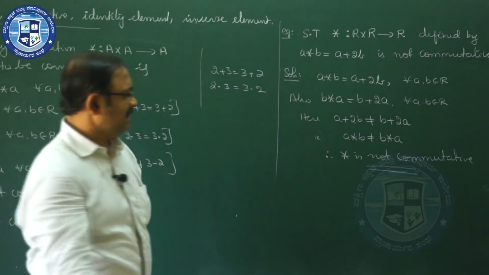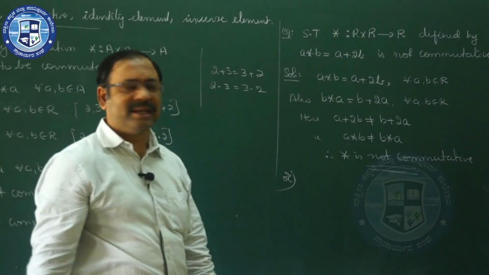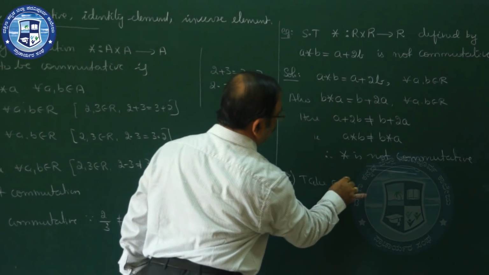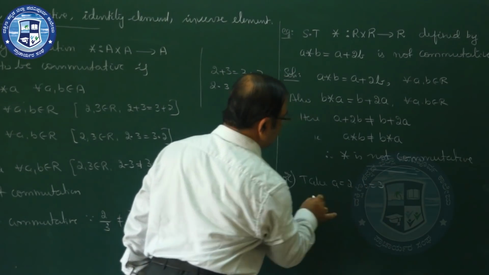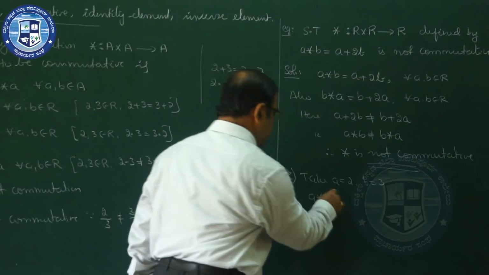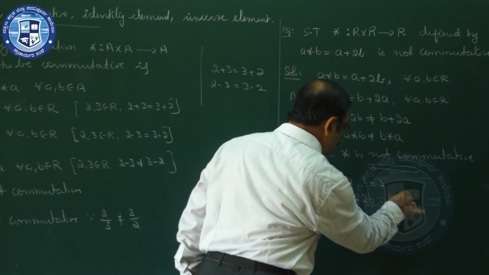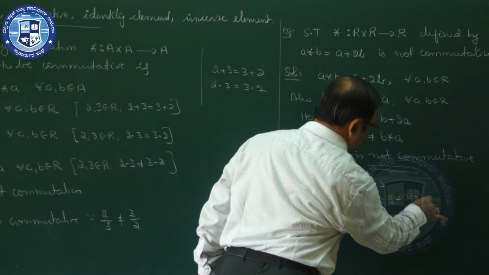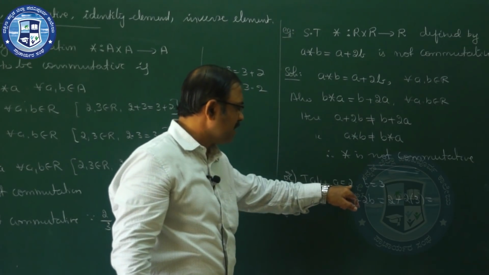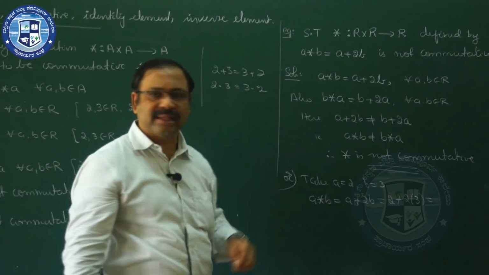Or, this is a general method. Or, we can also verify like this. See, you take any two real numbers. Take A equal to 2, B equal to 3. Let us write what A star B is. A star B is equal to A plus 2B. What is A? 2. 2B, 2 into 3. Correct? See, I am just substituting. Take A equal to 2, B equal to 3. Correct? So, what is A star B?